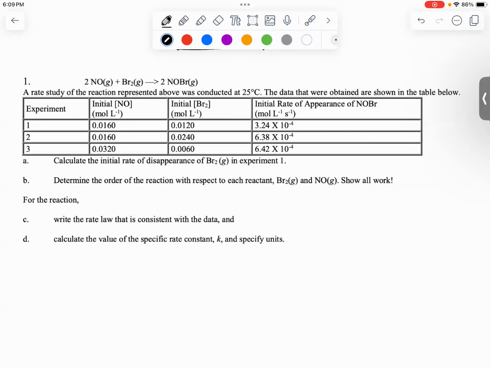All right, let's take a look at number one right here. Now, this one is a bit more interesting to work with. You can go ahead and look at part A first. It says calculate the initial rate of disappearance of Br2 in experiment 1. The table gives you the initial rate of appearance of NOBr. So if you know the rate of appearance of NOBr and you're asked to find the rate of disappearance of Br2, you can just relate these two together. Can you go ahead and do it for part A?